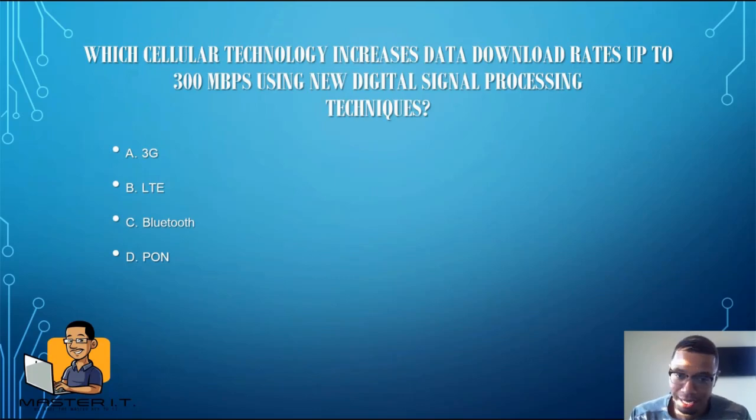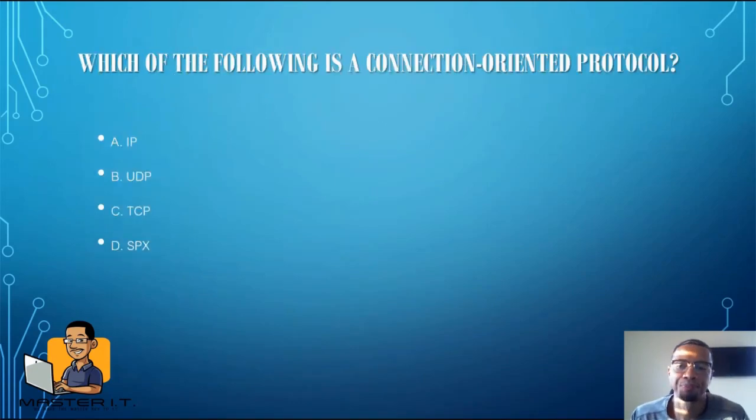Which cellular technology increases data download rates up to 300 megabits per second using new digital signal processing techniques? So this is a new one that I threw in there. There won't be too many. There won't be any mobile device questions, but I just wanted to throw this in here just in case. What do you guys think? Out of those three, what do we think has the best? 300 megabits per second is pretty fast, so which one of those do we think can actually offer that? Easy. Long-term evolution, 4G, perfect, good.